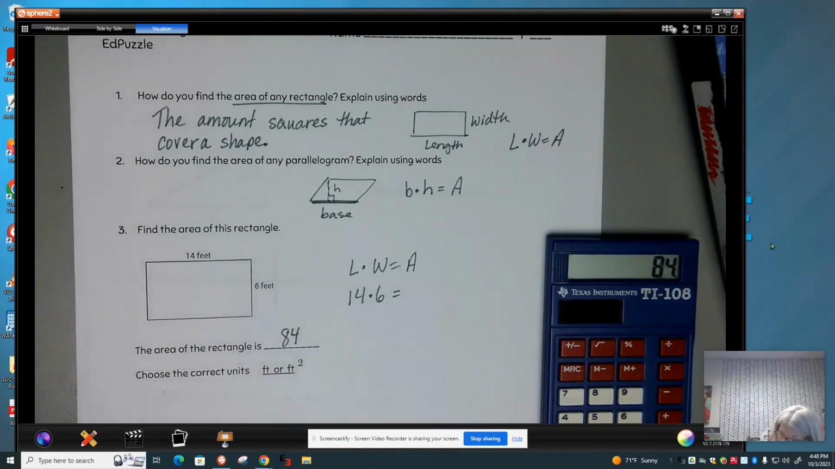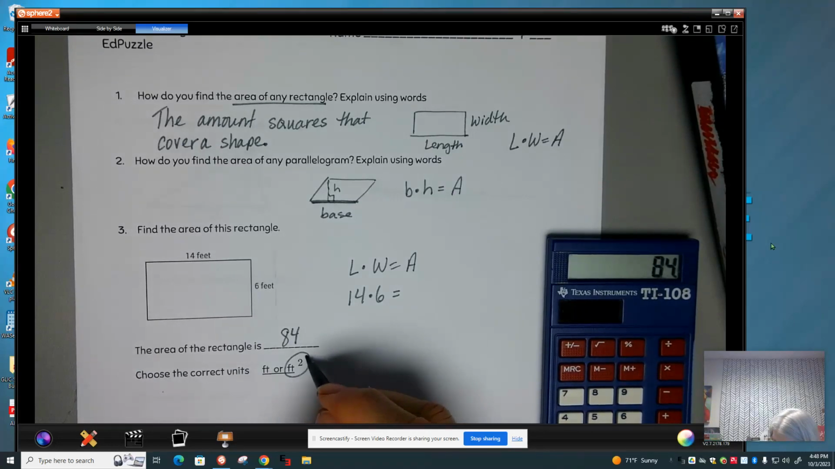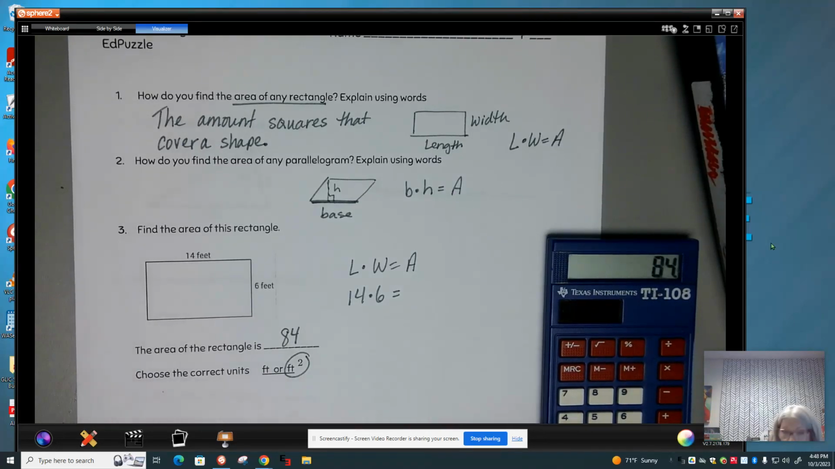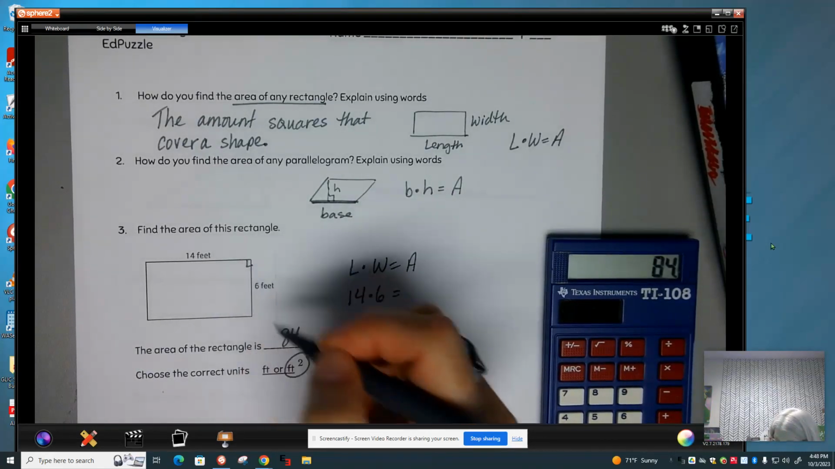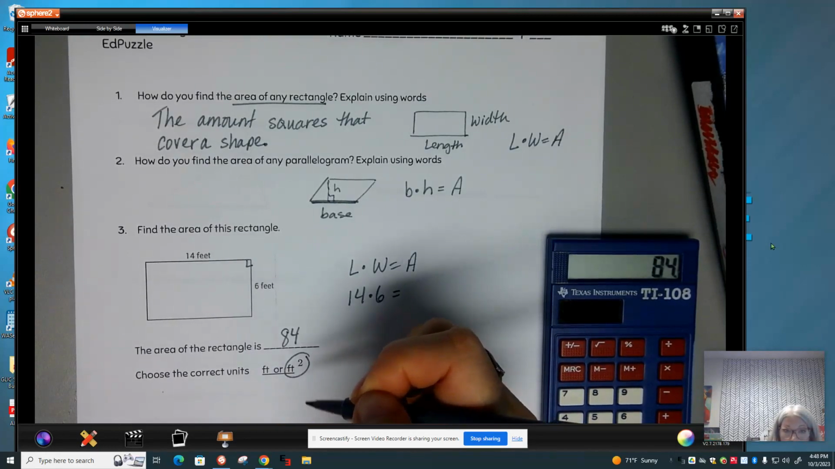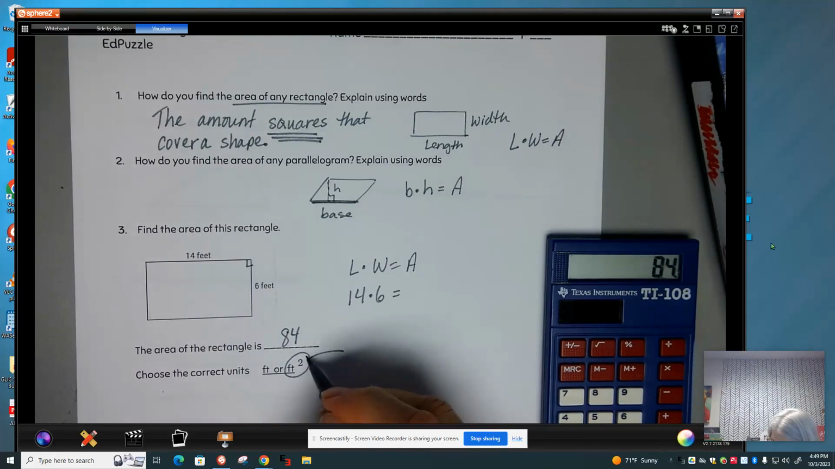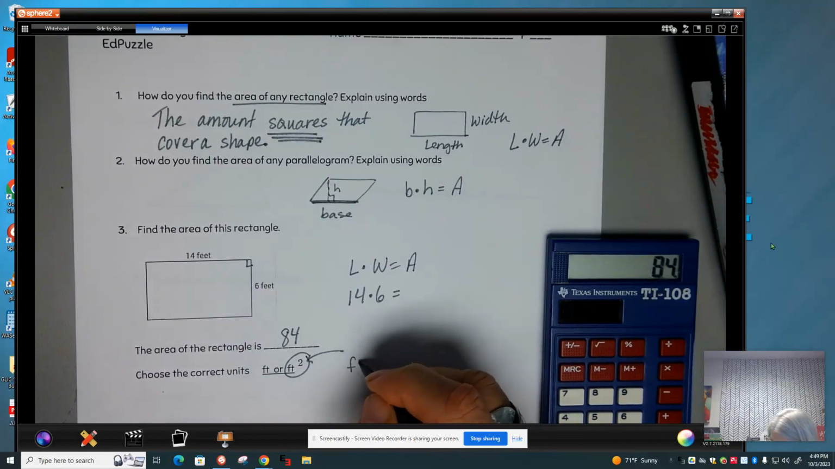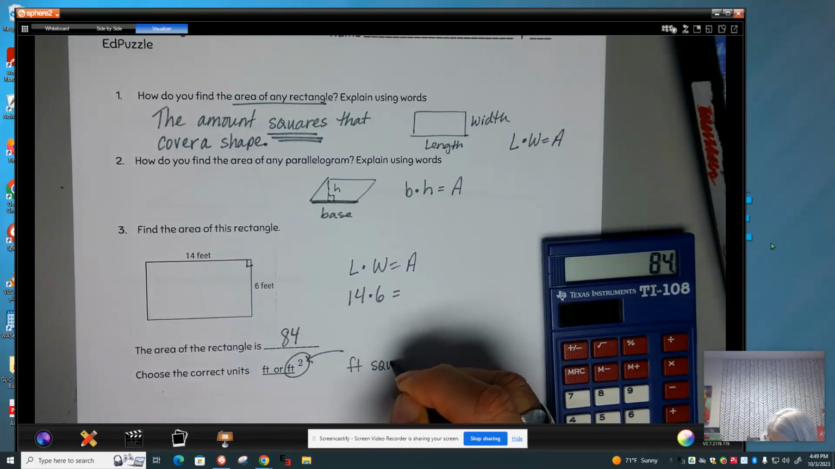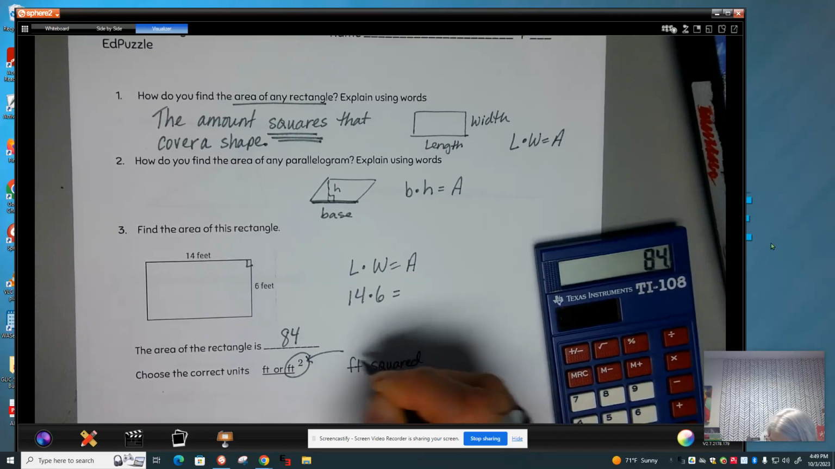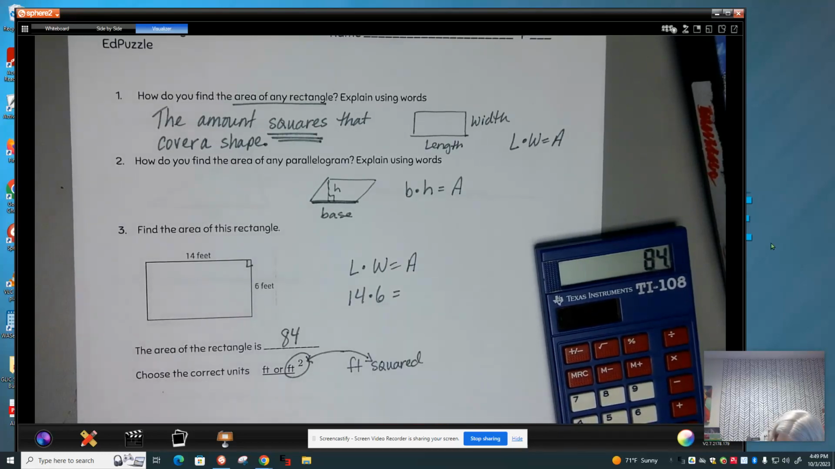Now it's feet. When we have feet multiplied by feet, it becomes feet squared. And we can think of it as having this square corner, and because we're counting the amount of squares, that little 2 stands for feet squared. That's what that little 2 means.